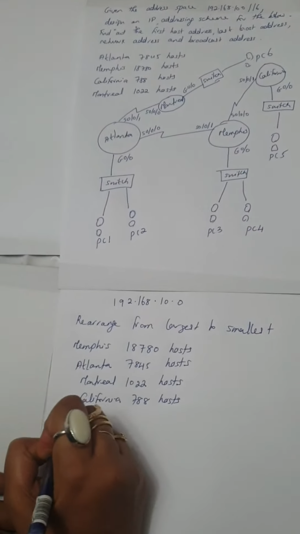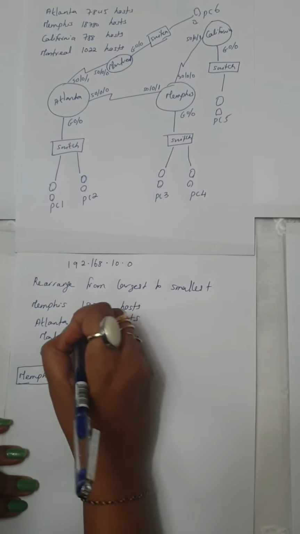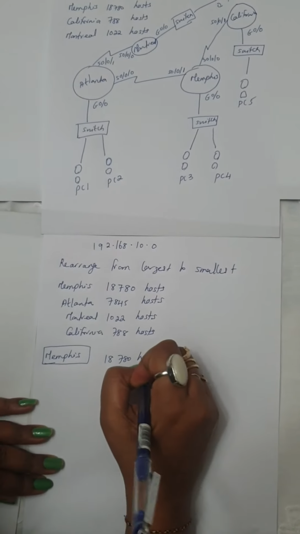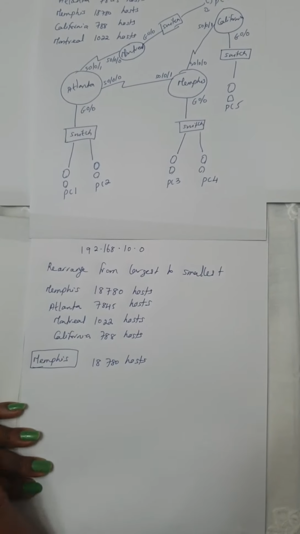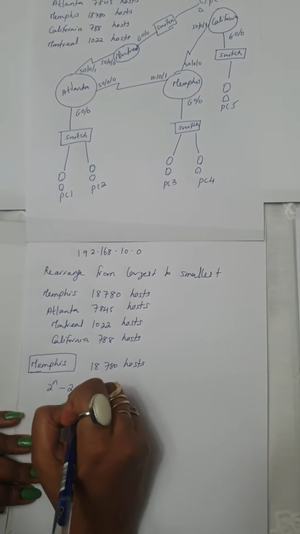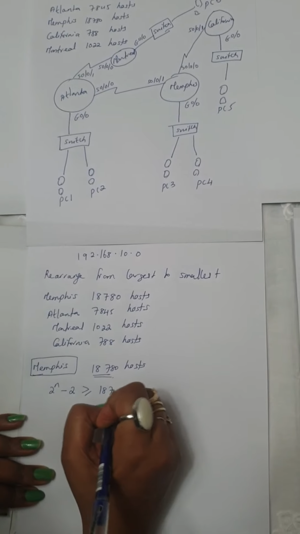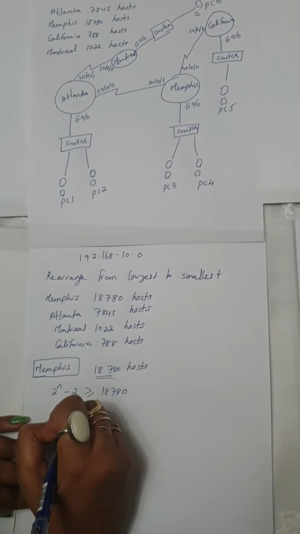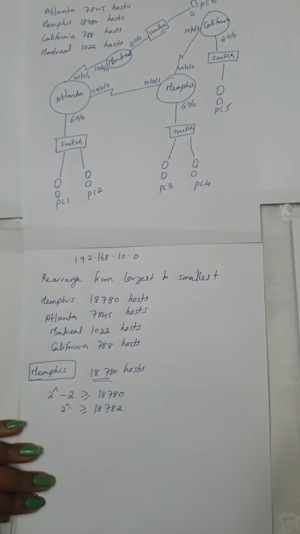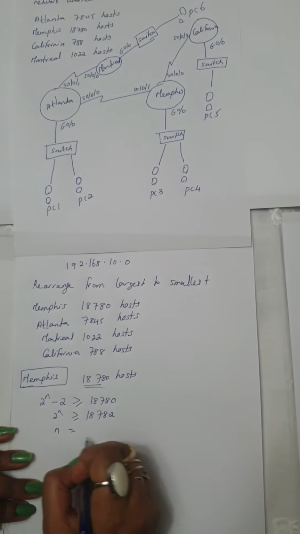We have to calculate for Memphis, which requires 18,780 host addresses. Now we have to use a formula. 2 power n minus 2 greater or equal to this number of host addresses, 18,780. Now 2 power n greater or equal to 18,782. So see how I'm going to calculate the value of n.